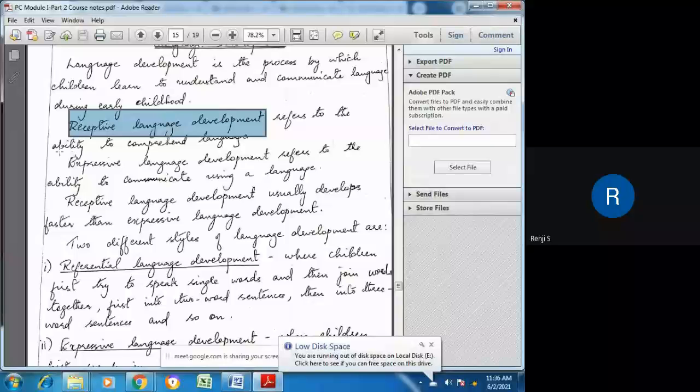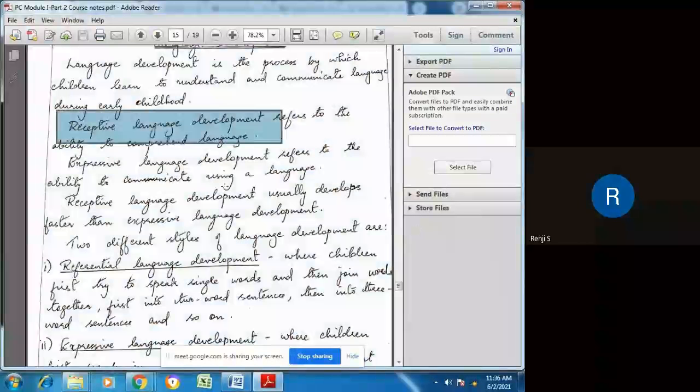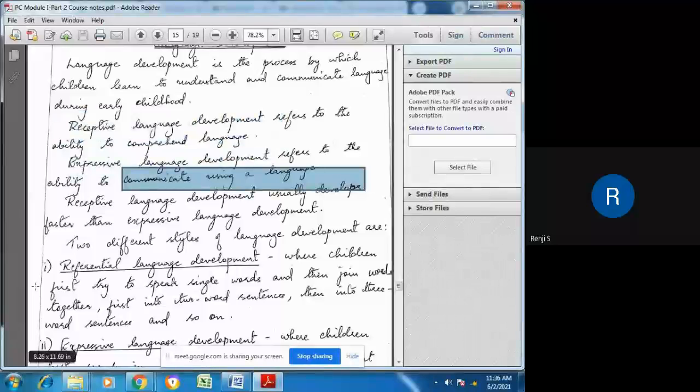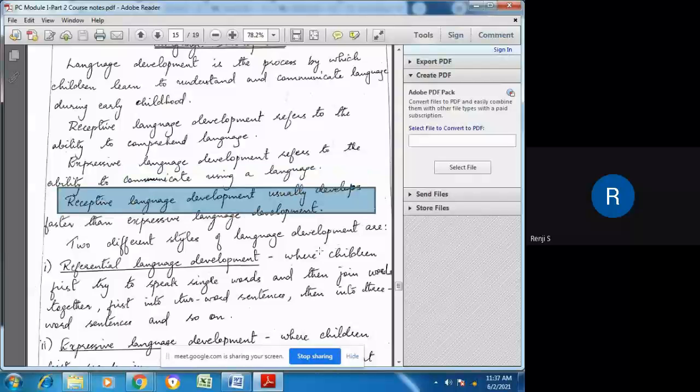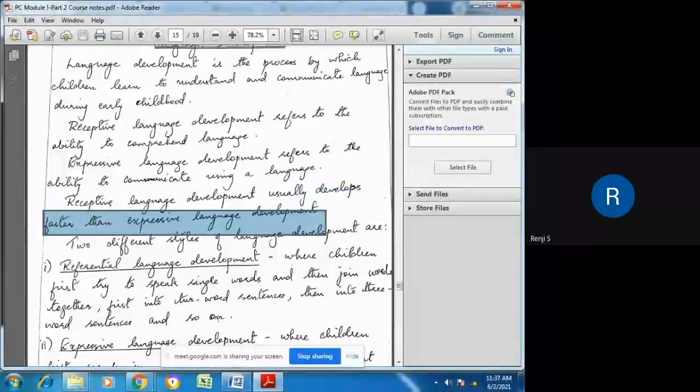Now, next is expressive language development. It refers to the ability to communicate using a language. So here they are not just receptive, they are not just understanding what the language is. In expressive language development, they are able to communicate using a language. After receptive language development comes expressive language development, where they are able to communicate using a particular language. Now, that is what is written here. Receptive language development usually develops faster. The first step is we understand what is going on around, and after understanding we try to express it in words. So receptive language development usually develops faster than expressive language development.